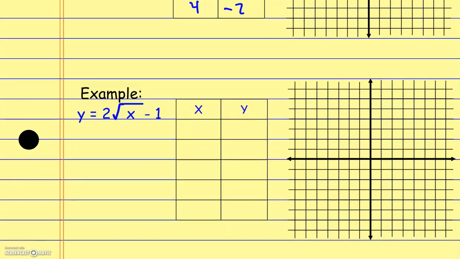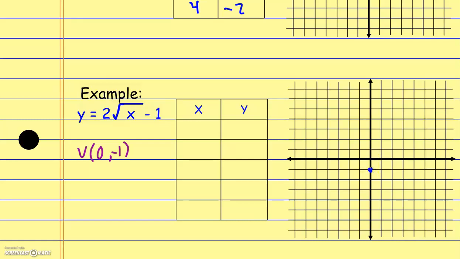If I look at this one, it looks like it's got a vertex of 0, 1. Okay, so the vertex, if I label that, that's 0, negative 1. Again, because nothing is happening inside with the x, but there's a minus 1 on the outside, which means this whole thing is going to be shifted down 1 unit. So my vertex is going to be right here.